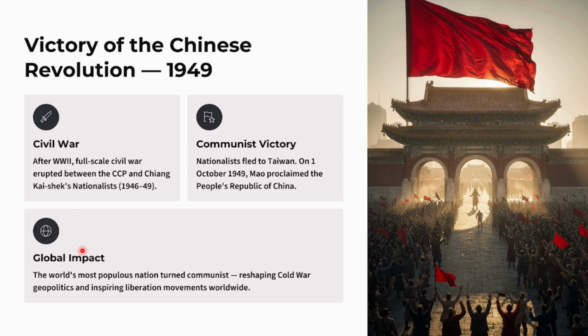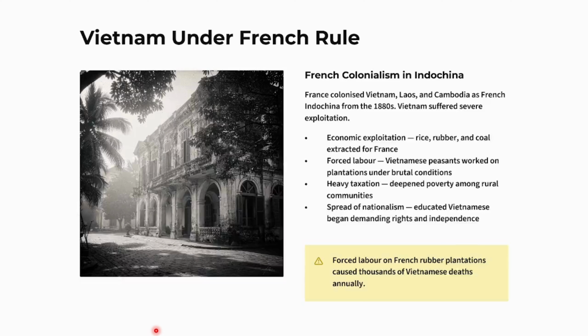What is the global impact? So the world's most populous nation turned communist. So it is reshaping Cold War geopolitics and inspiring liberation movements worldwide.